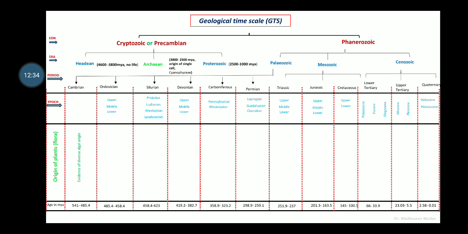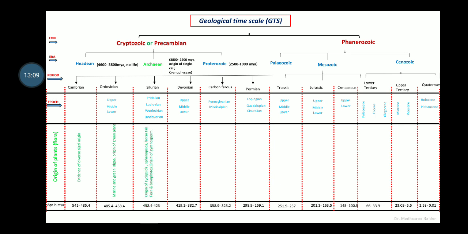Here scientists found some evidence of diverse algal origin, and in the Ordovician period we find some marine and green algae and some green plants, that is the origin of chlorophyll and chloroplast in Ordovician. That is one of the most important landmarks for the origin of the green plant.